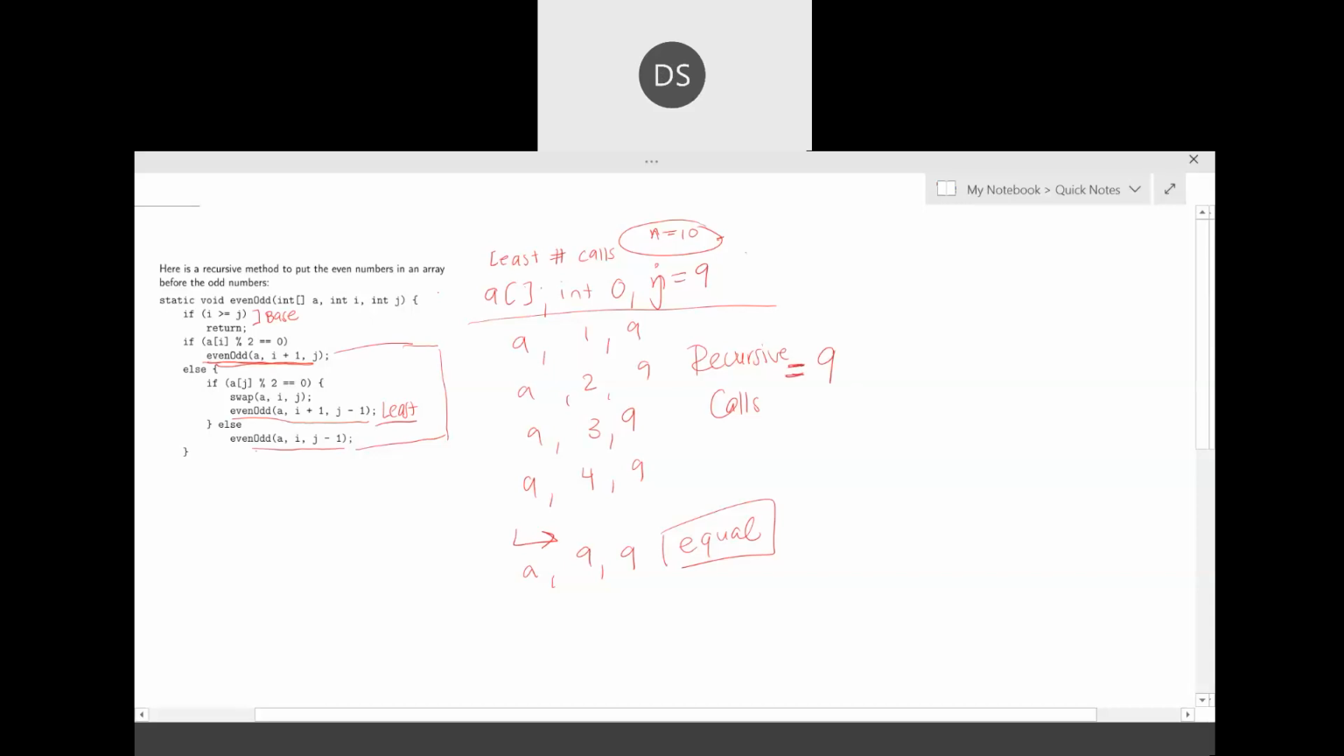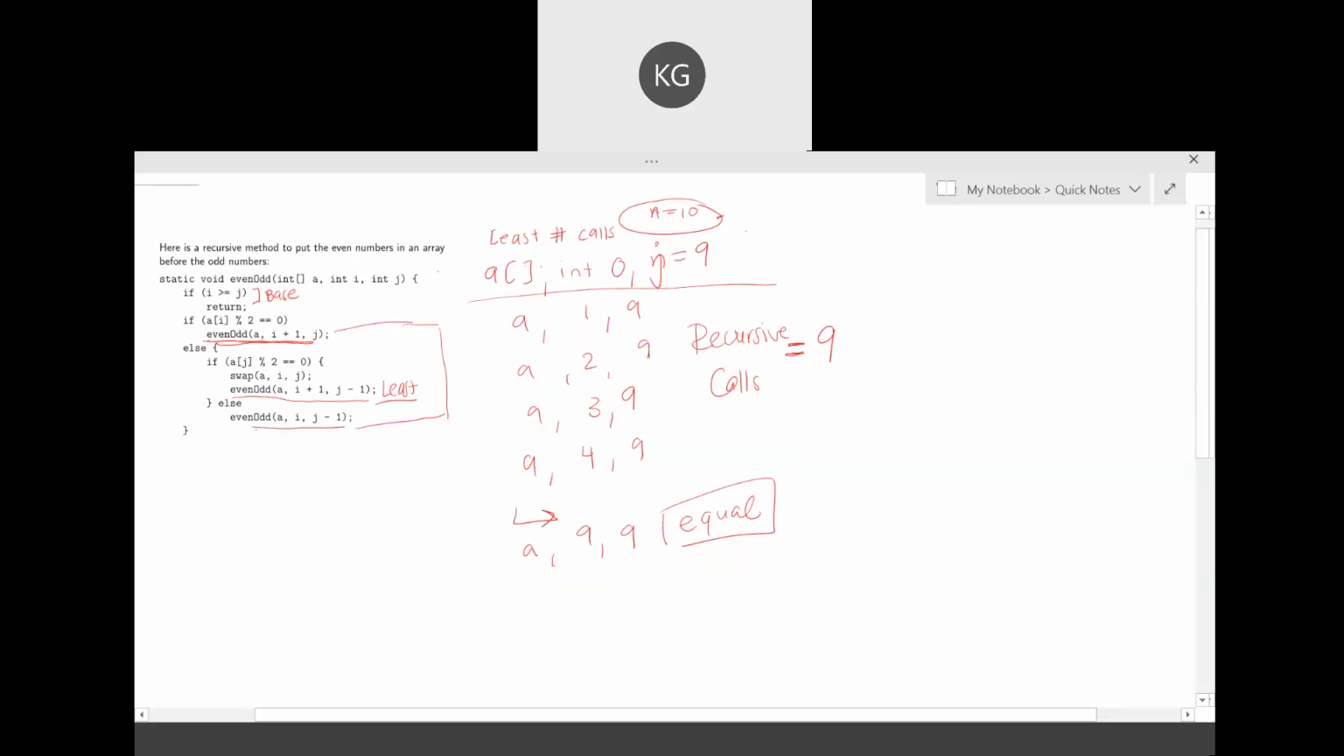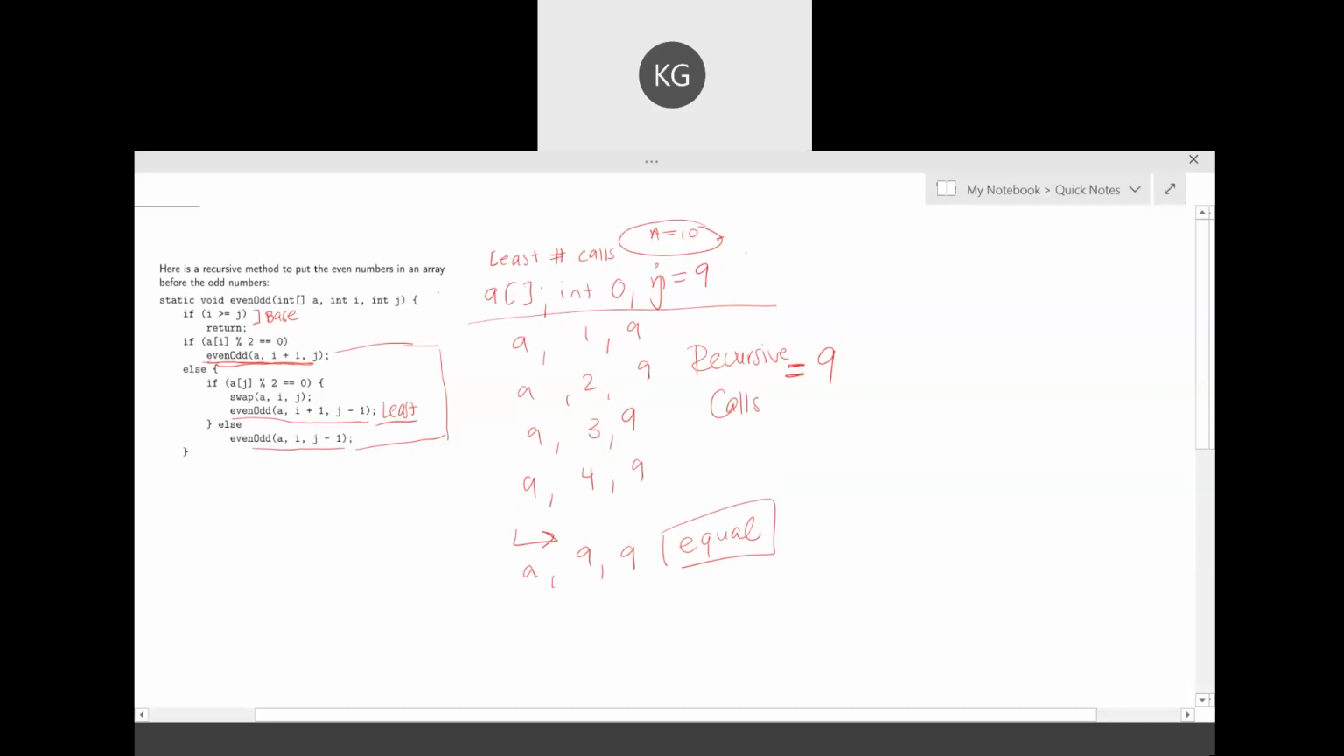And even though n is 10 and the recursive calls is 9, just keep in mind that the specifics don't matter as much and you want to look at the general part. Just think about if you had a really, really large array, would that difference of 1 really matter? Okay. And then the next part is going through what scenario would this happen in.